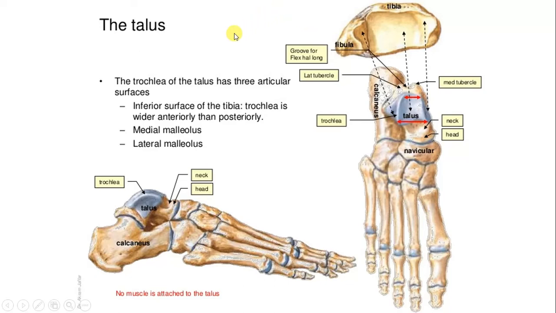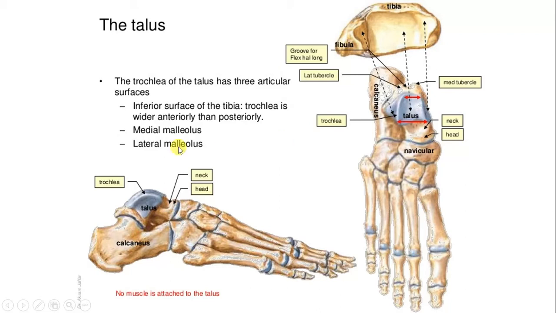So keeping these things in mind, the trochlea of the talus has three articular surfaces above, with the inferior surface of the tibia. The trochlea is wider anteriorly than posteriorly. Medial malleolus, lateral malleolus: these are the bones which make the ankle joint. Here we can see it.